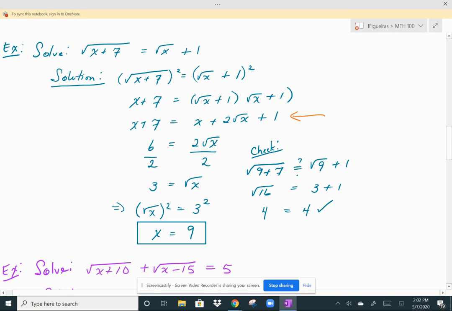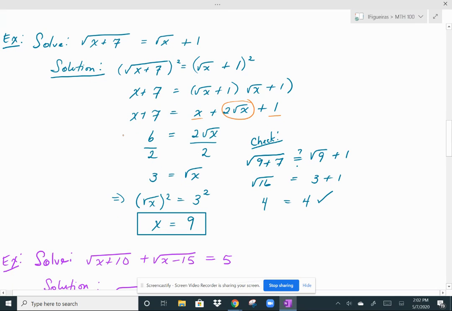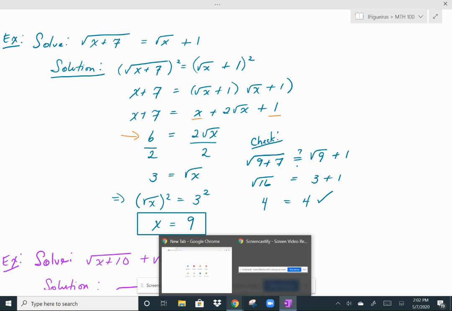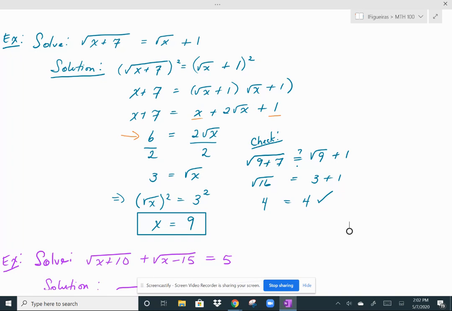All right, so now I need to do the same process. I need to isolate this term. You need to get the radical alone, which means you're going to subtract x and subtract 1 from the right side to move it over to the left side. When you subtract x, the x's will cancel. When you subtract 1, you get the 6 that you see here on the left. So I have 6 equals 2 root x. Now remember, you still need to isolate the radical. So I'm going to divide both sides by 2. When you divide both sides by 2, you get that 3 equals root x.